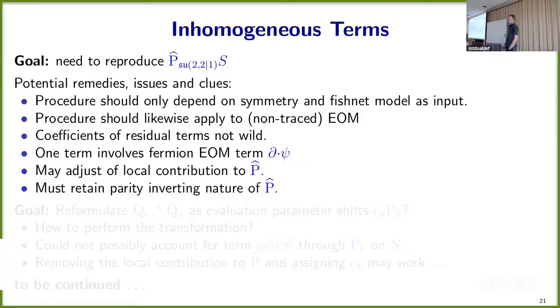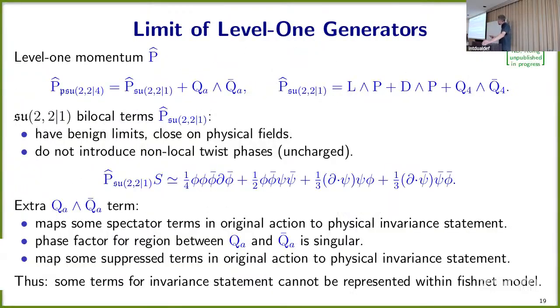What's clear here is you should depend only on the symmetries and on the fishnet model as it stands as input. You should not use the limiting process. The procedure should also apply to the equations of motion, not just the action. That might give us some additional clues. Coefficients of the residual terms are not actually wild. The ones that you get from here are not so wild. So maybe there is a way to reproduce these terms.